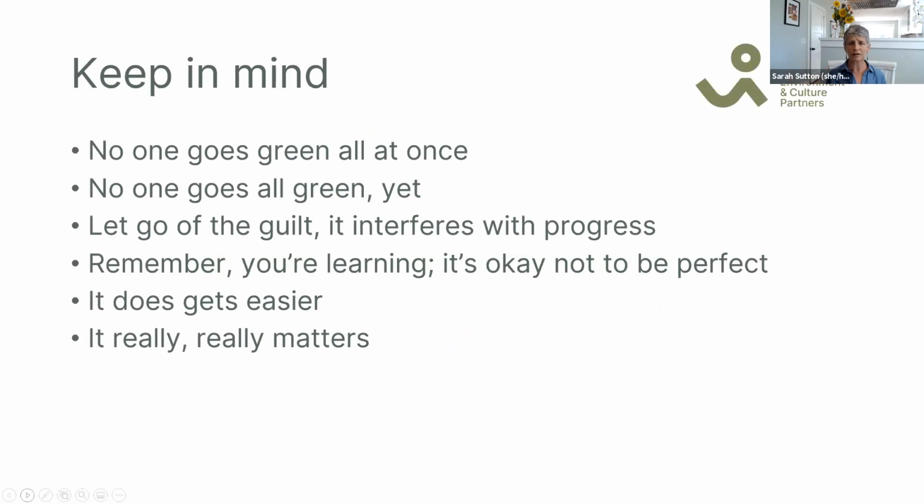But I want you to start by keeping in mind that no one goes green all at once. You're all listing good things that you're doing. You're probably feeling like you wish you could do more. And some of you are probably afraid to say what it is you're doing. Please understand that no one goes green all at once. No one goes all green yet, because we just haven't figured it out and there's too much to change. And you need to let go of any guilt you have about the non-green things you do, because that guilt interferes with the progress on the good green things.